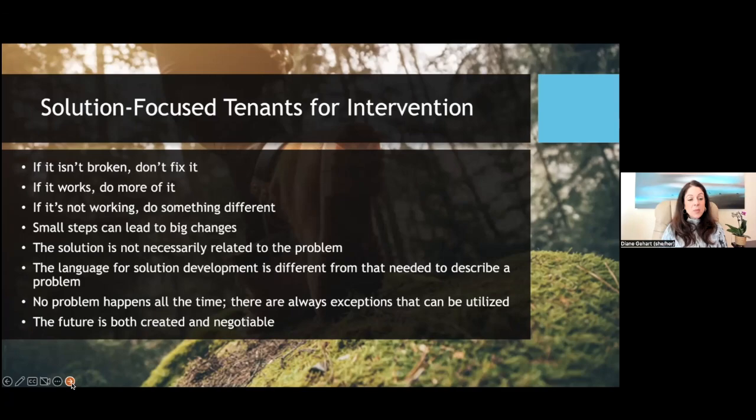So there's definitely some truth to that. And there are other times, obviously, where the solution is related to the problem. He's not saying it's never related, but don't assume that analyzing the problem is actually going to help make the client achieve change. And that, I think, is definitely true. And there's a lot of research to support that. The language for solution development is different from that needed to describe a problem.